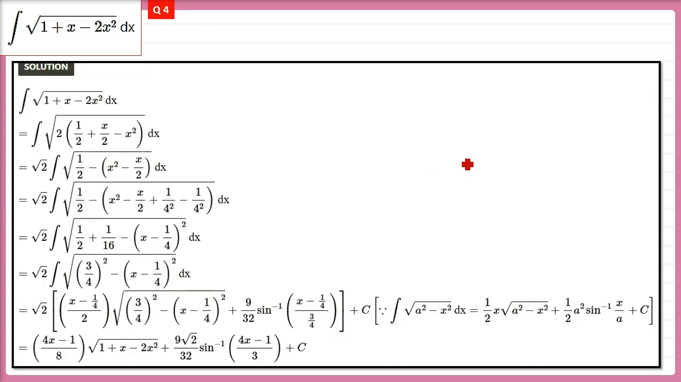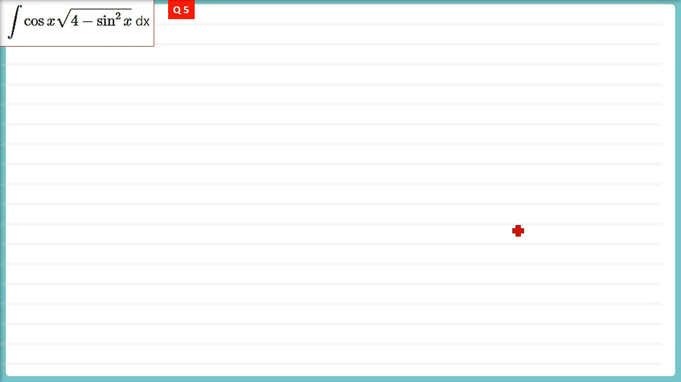This is your final answer, which you are going to follow. Remember this formula, it will be easier for you to solve this question. This we are going to take in the next discussion.